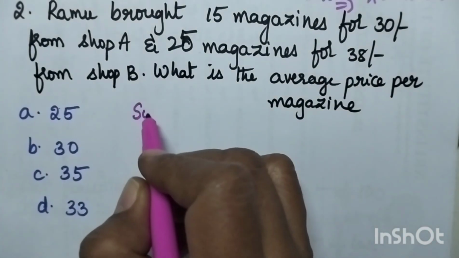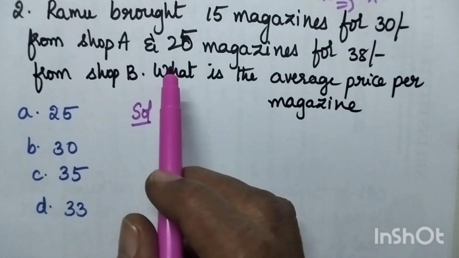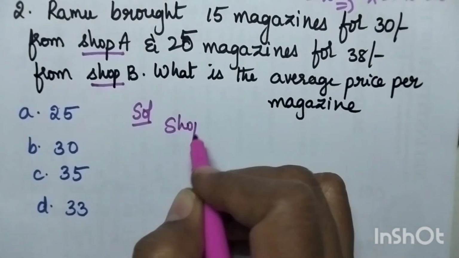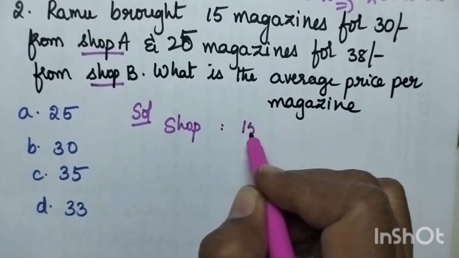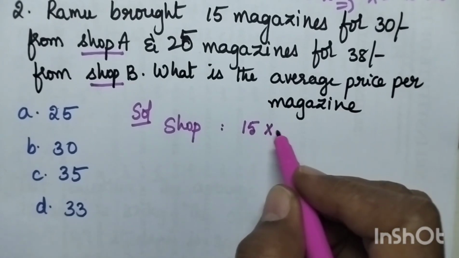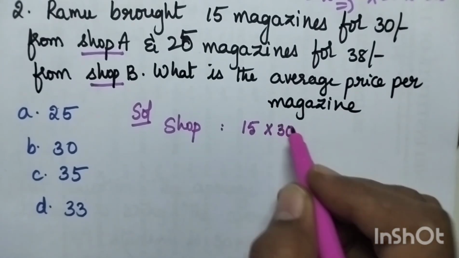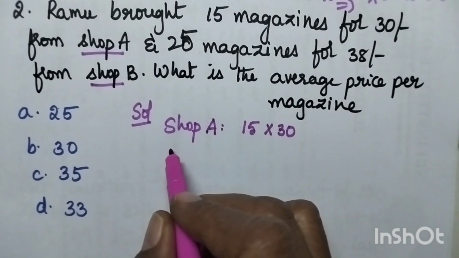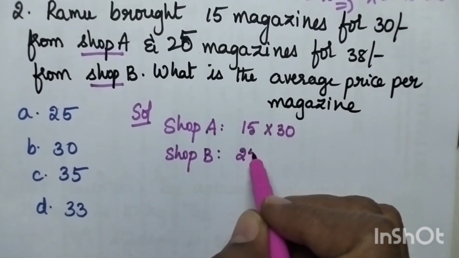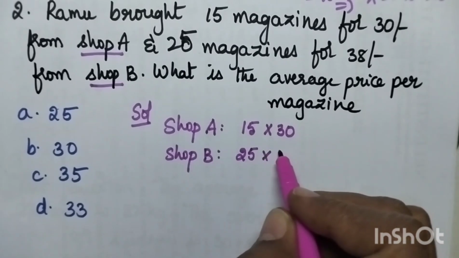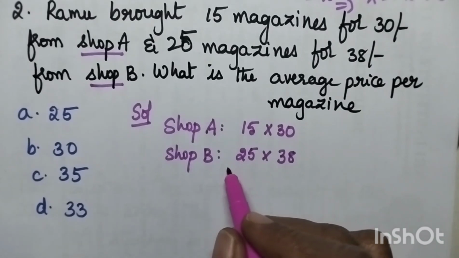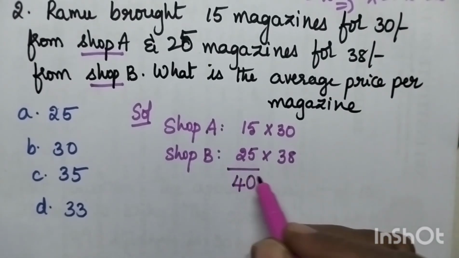So coming to the solution, Ramu brought magazines from two shops, shop A and shop B. So from shop A, 15 magazines were brought and the cost of each magazine is 30 rupees. Coming to the shop B, 25 magazines of each 38 rupees were brought. So altogether Ramu brought 40 magazines.